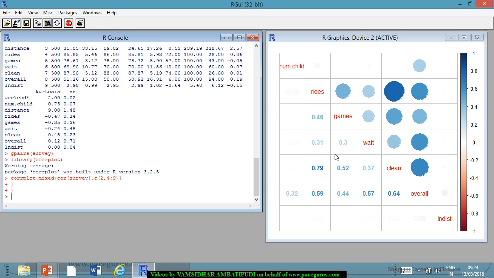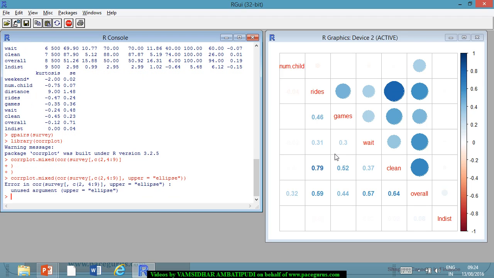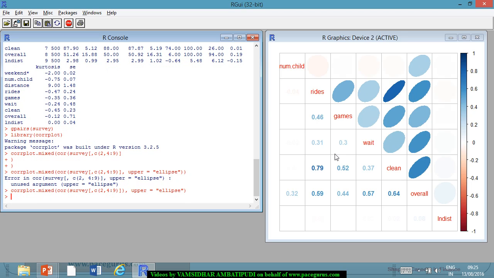By default it's circles, but with the same logic, if I take upper equal to ellipse, the same things would be plotted in the form of ellipses. We have discussed this chart earlier. I have to finish off the core plot first. So mixed correlation is the input and upper is ellipse. So this is what I am getting, right?